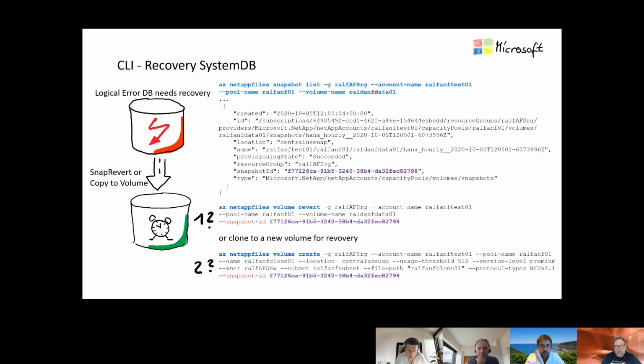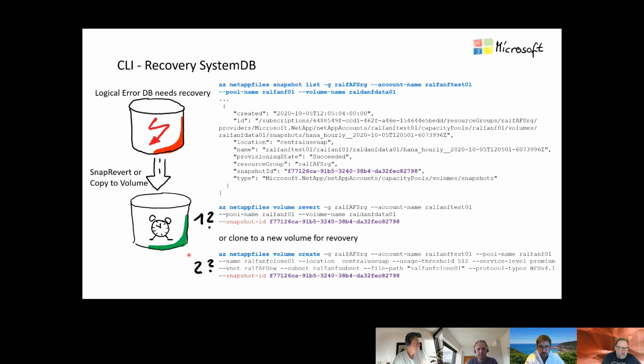Then we are looking for the snapshot. So how many snapshots did we create? In this case, we use the latest and newest snapshot. This has that snapshot ID. That snapshot ID is very important when you do the snap revert or when you create a new volume. It is the internal reference either to do a snap revert or to create a new volume. So you can decide on your recovery strategy. Number one, snap revert, or number two, creating a new volume out of the snapshot.